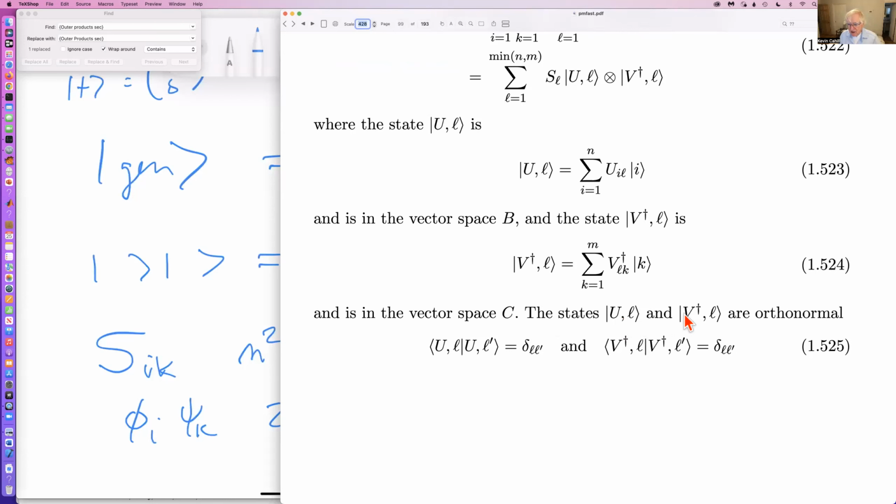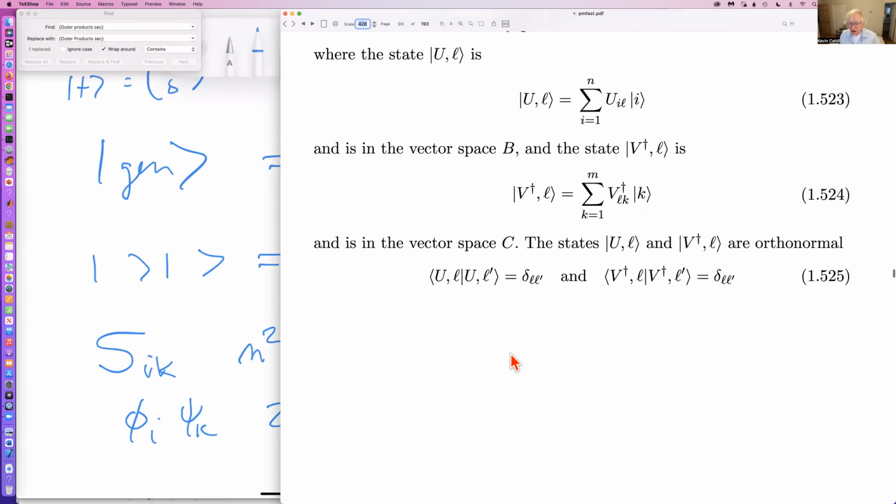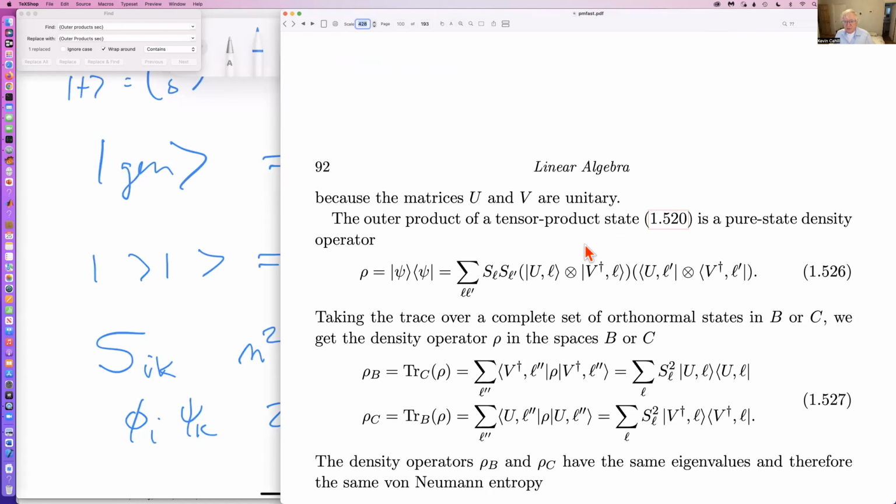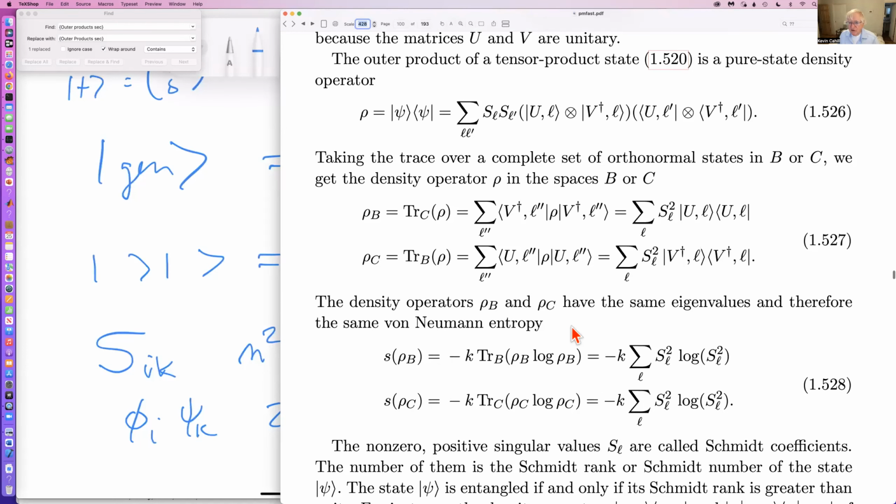The states UL and V dagger L are orthonormal because those matrices are unitary. The outer product of a tensor product state is a pure state density operator. Well, any dyadic of two normalized states is a pure state density operator. Anyway, it looks like this. If you take the trace over complete sets of orthonormal states in B or C, you get reduced density operators.